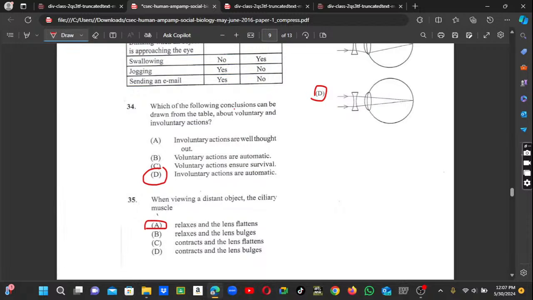Number 35 now. It says, when viewing a distant object, we're talking about the ciliary muscle. What the ciliary muscle does, guys, is normally relax, and the lens is flattened. All right, so the answer for number 35 would be A.